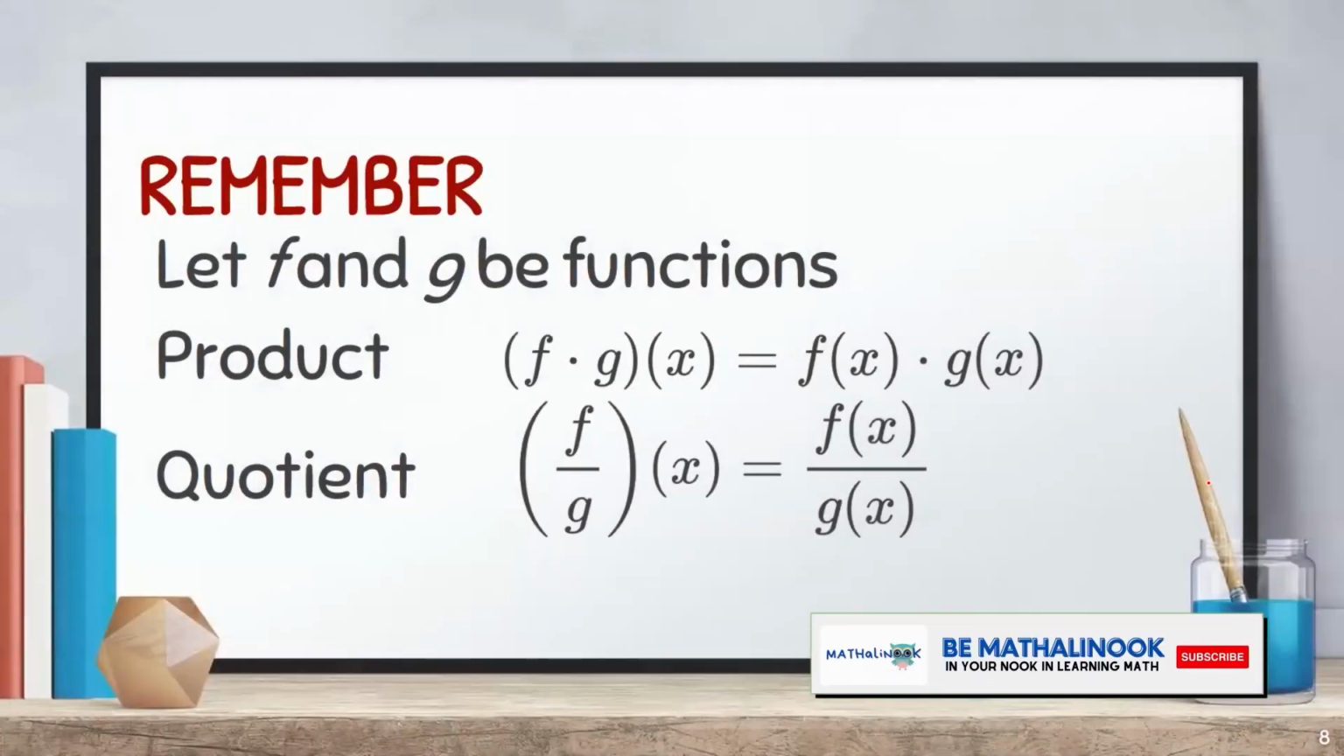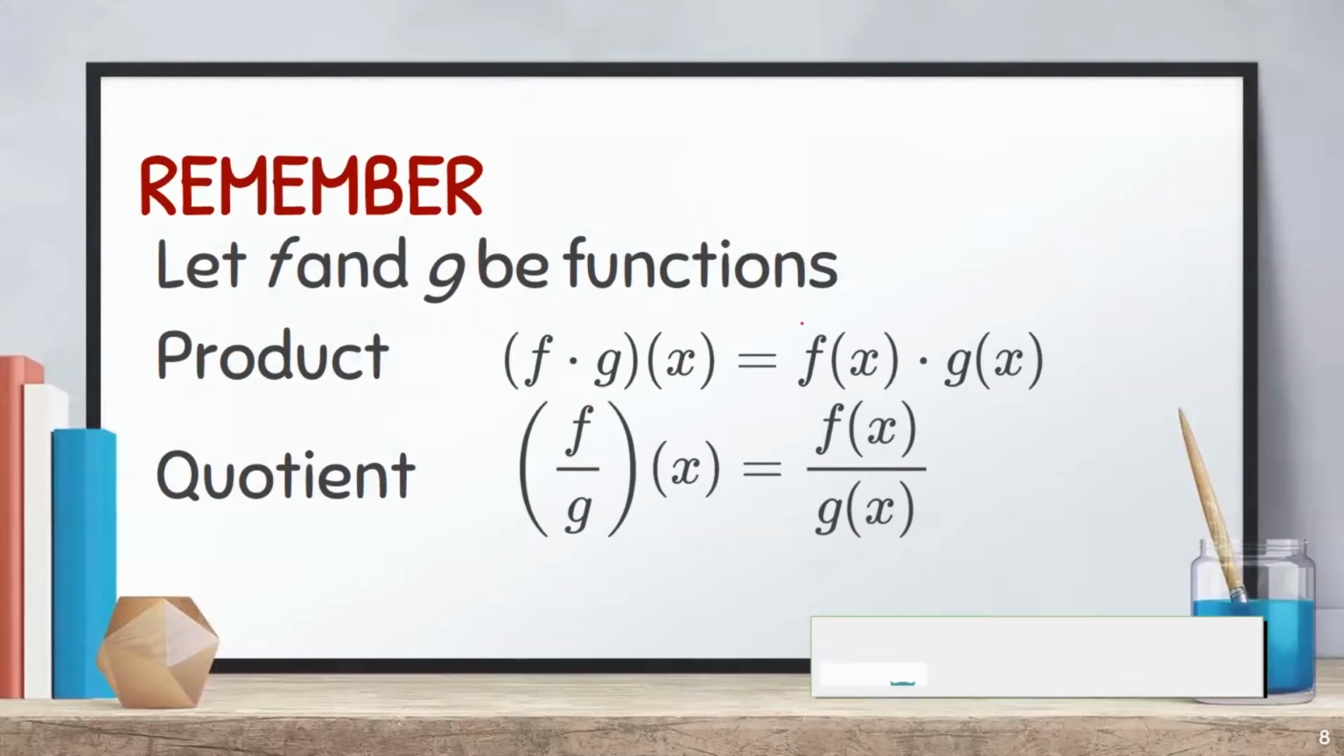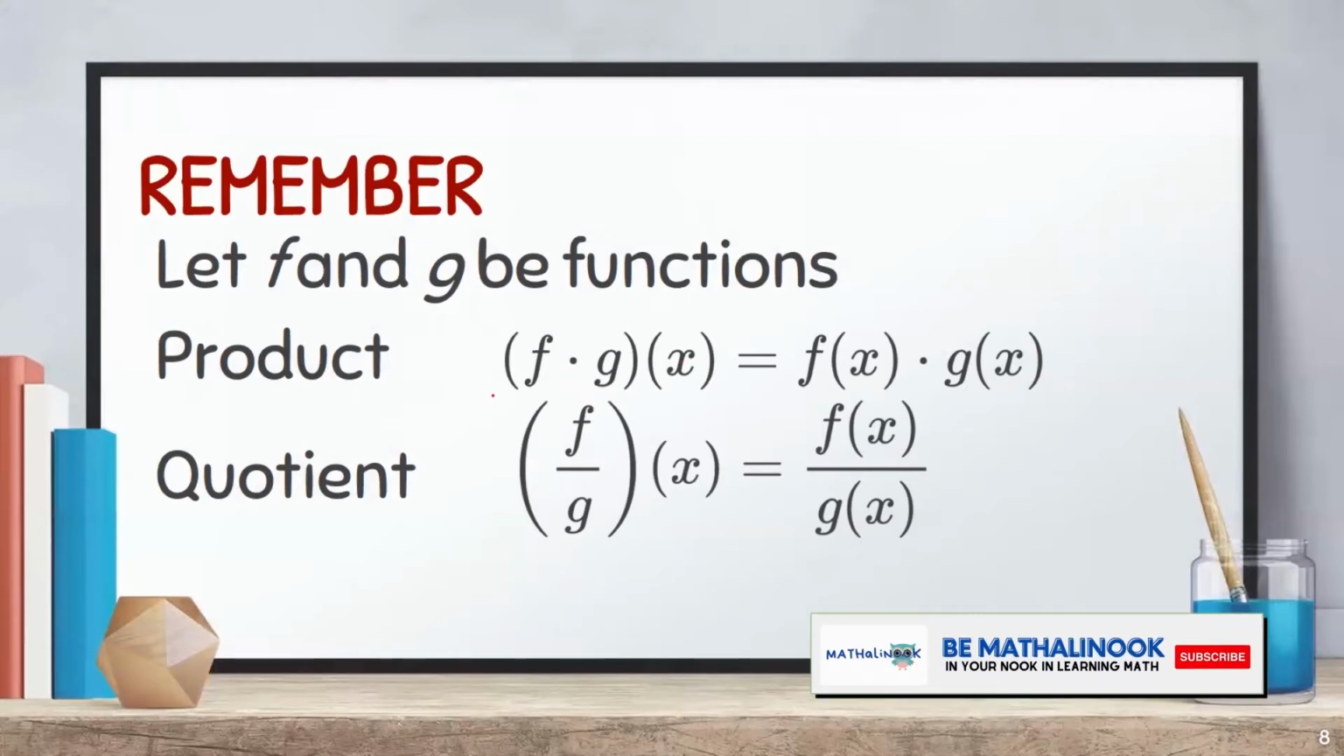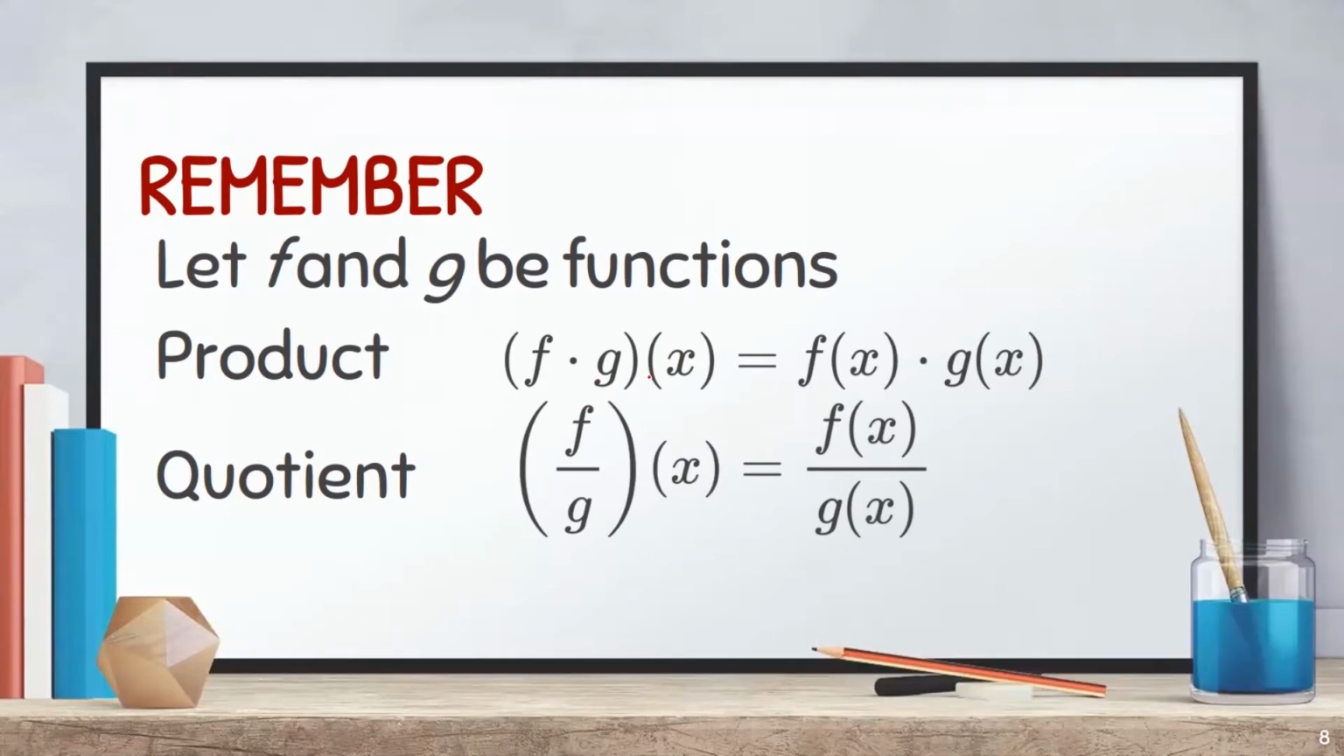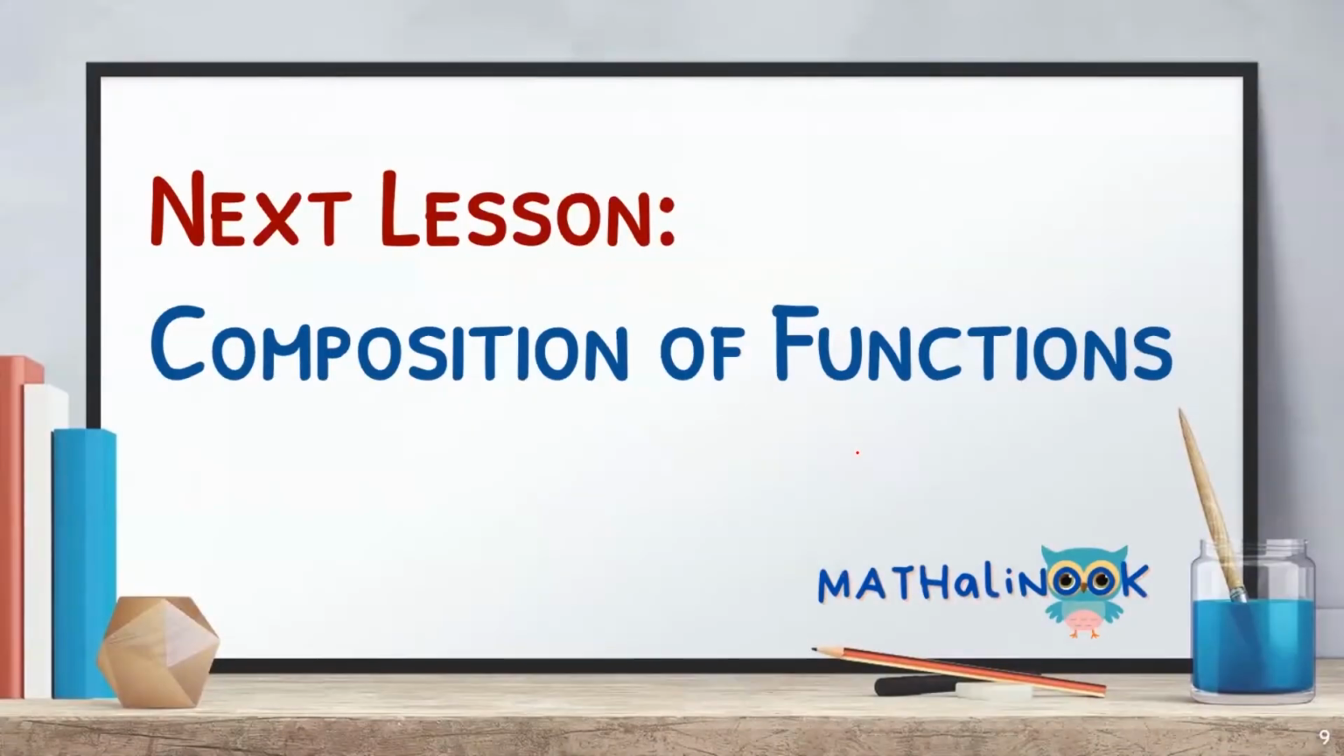As we end this discussion, remember that, let f and g be functions. The product of the two functions, denoted by f times g of x, can be solved by multiplying the two given functions f of x times g of x. On the other hand, the quotient of the two functions, denoted by f over g of x, can be solved by dividing the two given functions f of x and g of x. I hope that you have understood the lesson, and for the next video, we will discuss composition of functions. Thank you and see you on the next discussion.